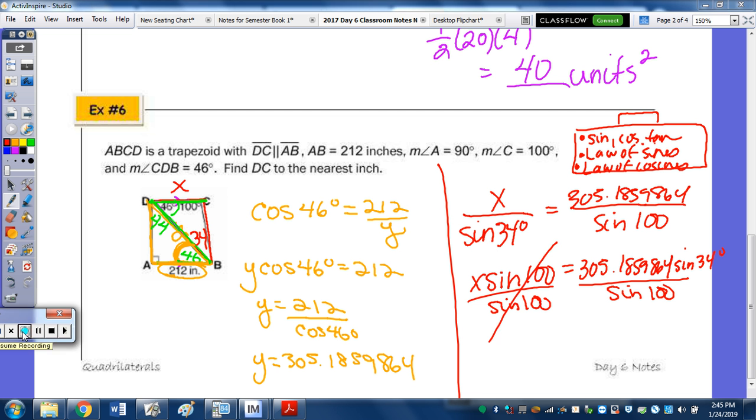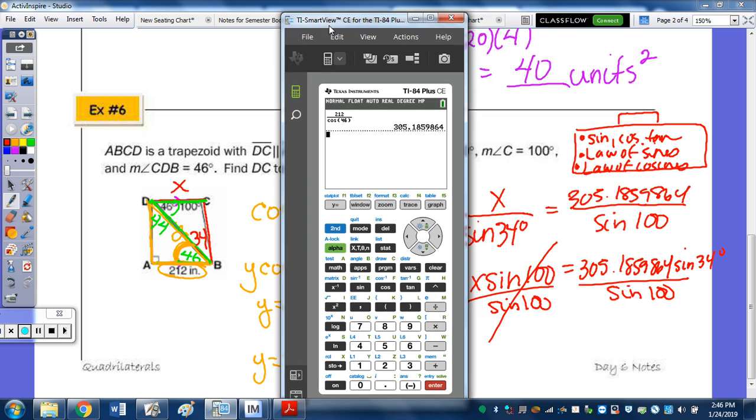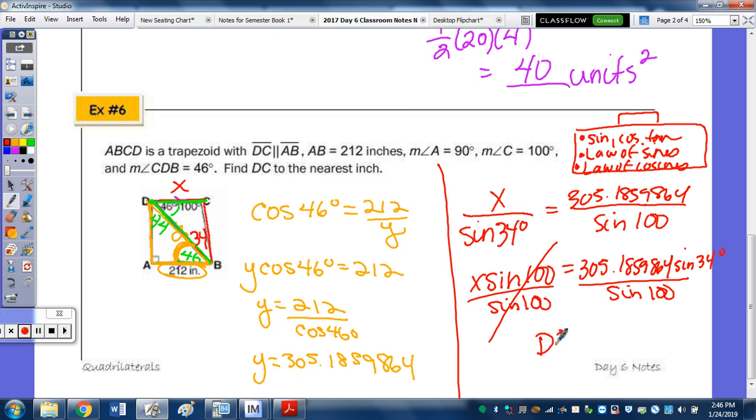So on the calculator, we should still have a decimal in there to work with. Yep. So I need to multiply it by the sine of 34 and then divide by the sine of 100. And we have to round, right, to the nearest inch. So that's going to be approximately how many inches? 173.